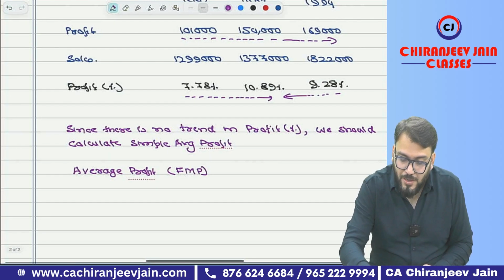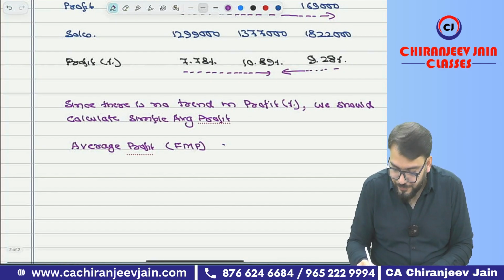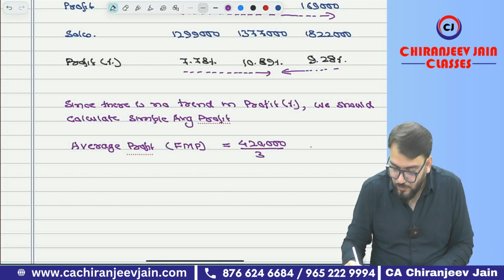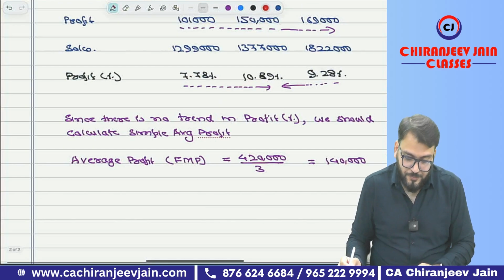It is 1 lakh 1,000 plus 1 lakh 50,000 plus 1 lakh 69,000. Total is what? 4 lakh 20,000 divided by 3 is equal to how much? 1 lakh 40,000. Okay, sir.